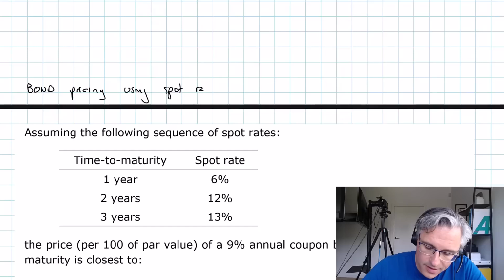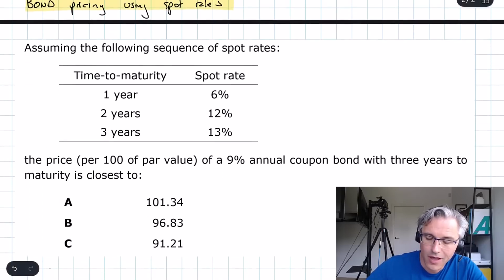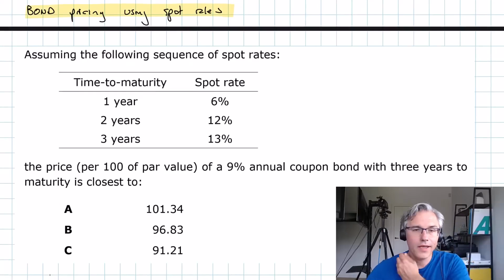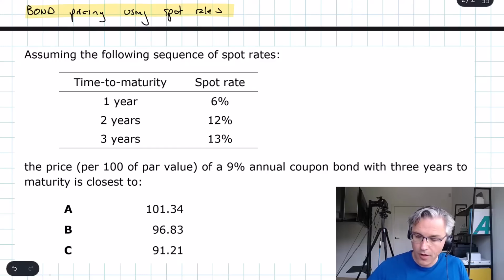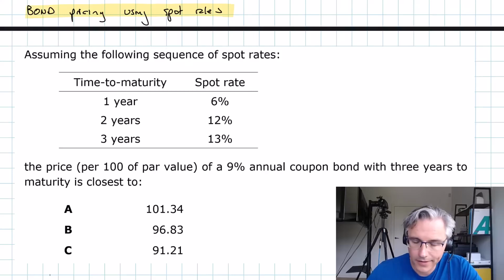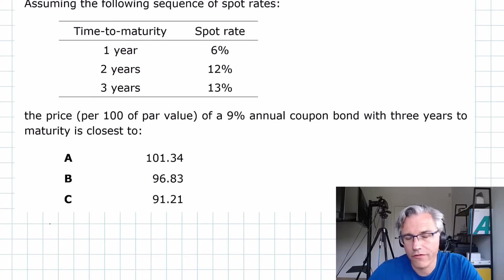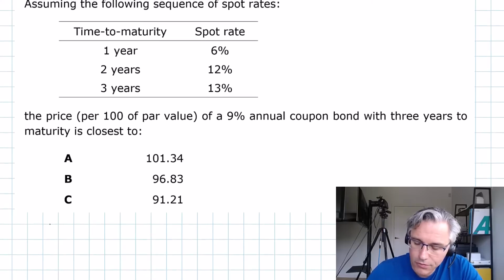I said that spot rates are great for discounting single cash flows. Well, a bond essentially is a collection of cash flows, isn't it? A bond is a grouping of promised cash flows that should come in the future. So over here we've got the following sequence of spot rates: 1 year 6%, 2 year 12%, and 3 years 13%, respectively. And we're asked for the price per 100 of par value of a 9% annual coupon bond with 3 years to maturity. What is it closest to?